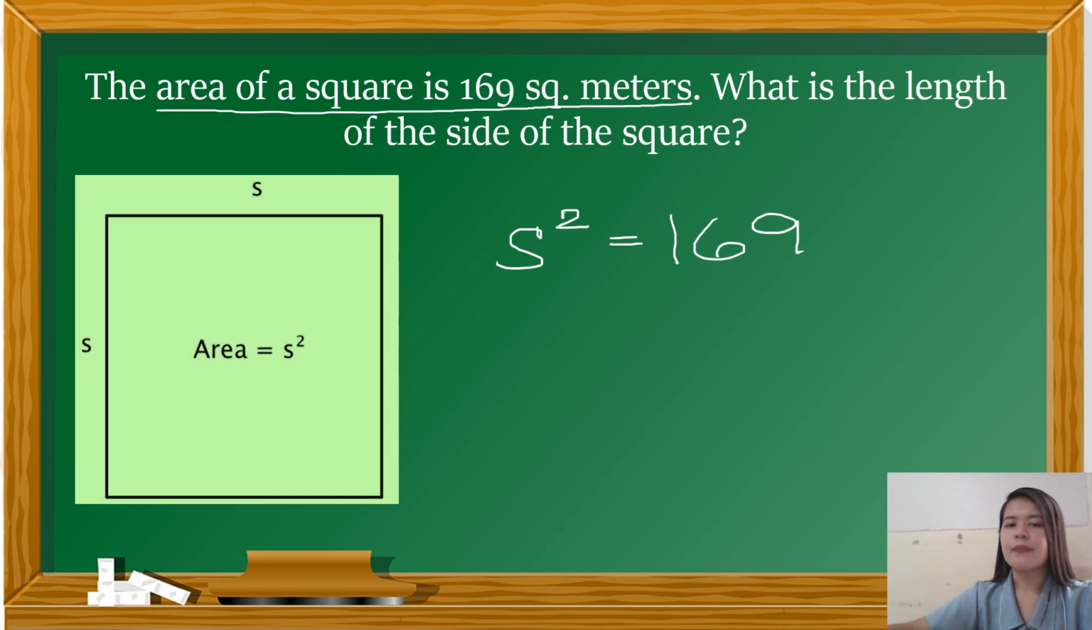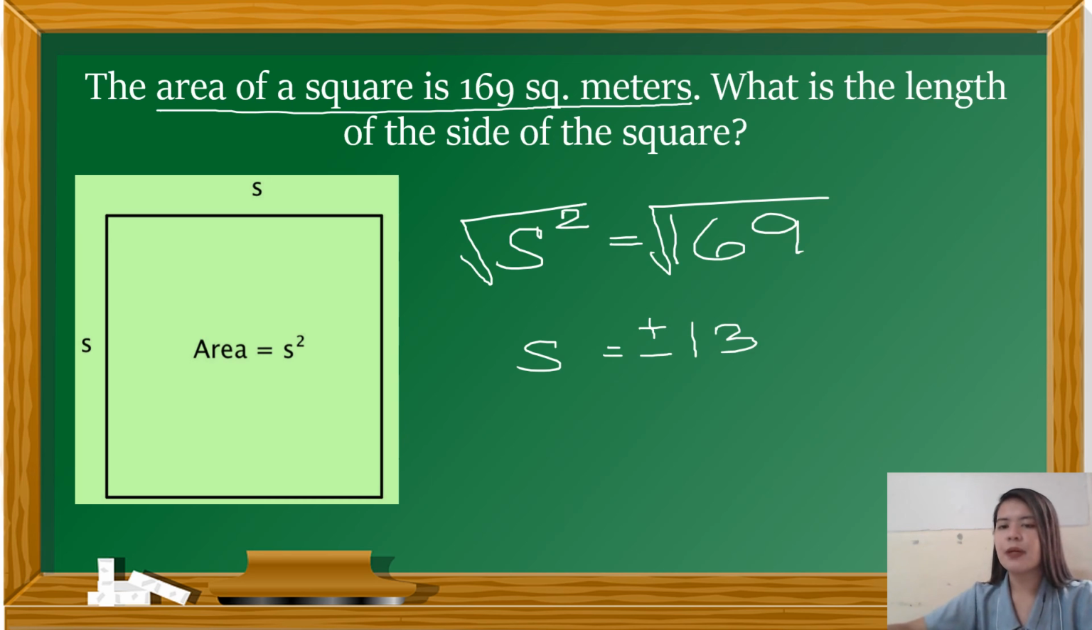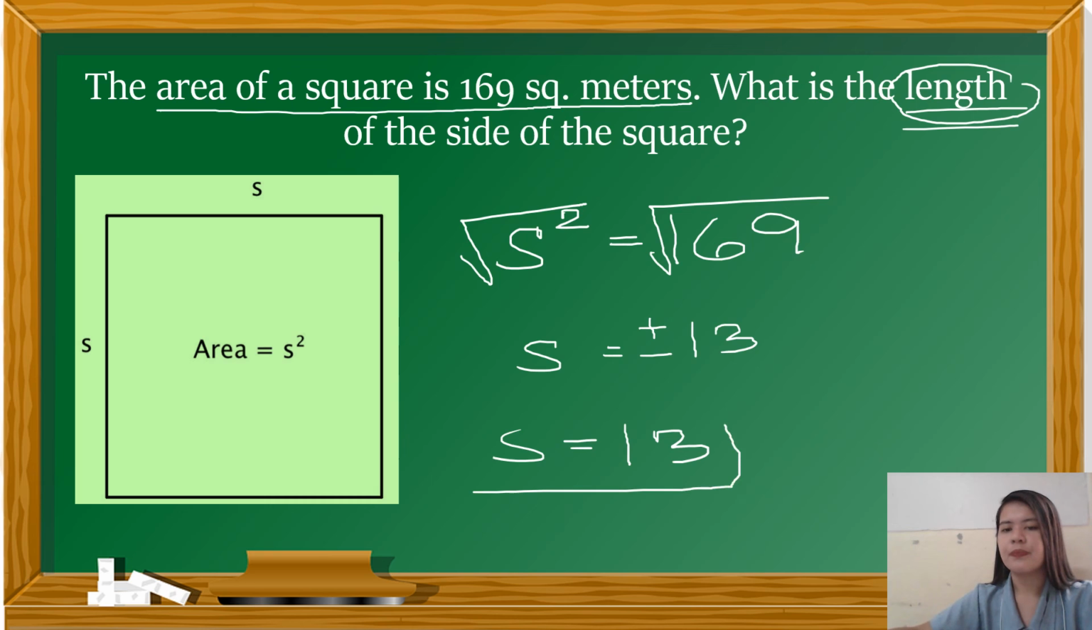So the first step, get the square root of both sides. The square root of S squared is S. The square root of 169 is positive negative 13. Based on the problem, we are looking for the length, and a value of a length should always be a positive number. So meaning, the side of the square, or the length of the side of the square, is positive 13. So meaning, each side of the square has 13 meters.